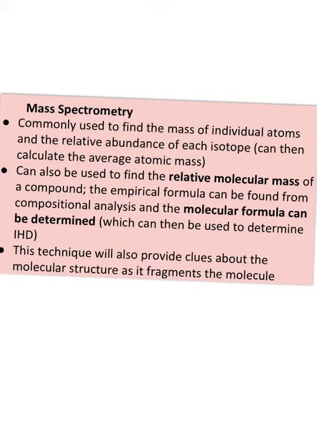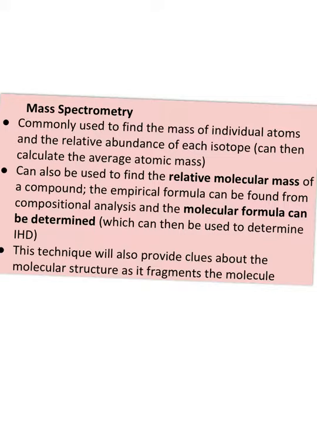Welcome. In this video, we're going to look more specifically at one analytical technique called mass spectrometry. We've talked about mass spectrometry before because it's commonly used to find the mass of individual atoms and the relative abundance of each isotope, and that's the information we've used to calculate weighted averages for each element. You can also find the relative molecular mass of a compound, and the empirical formula can be found from compositional analysis, so then the molecular formula can be found as well using these two pieces of information.